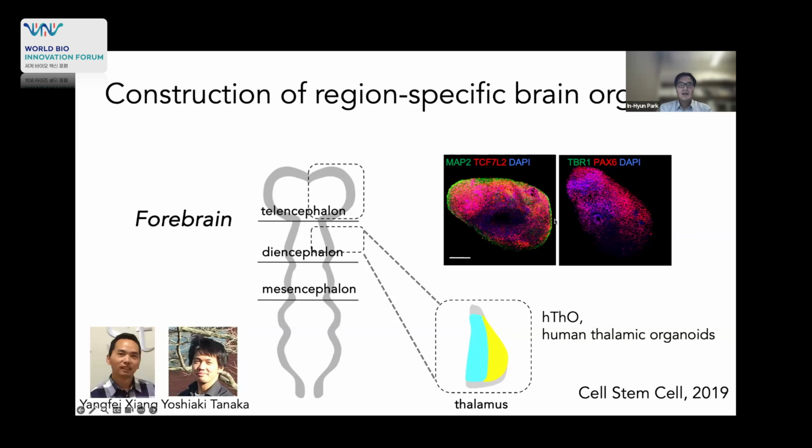As Dr. Yoon introduced, by using these region-specific brain organoids, we showed that the assembly or fusion of cortical organoids with ventral organoids can reproduce migration of GABAergic neurons from the ventral to the dorsal cortical area. By assembling this thalamic organoid with the cortical organoid, we also showed that this assembloid can reproduce corticothalamic and thalamocortical projection.